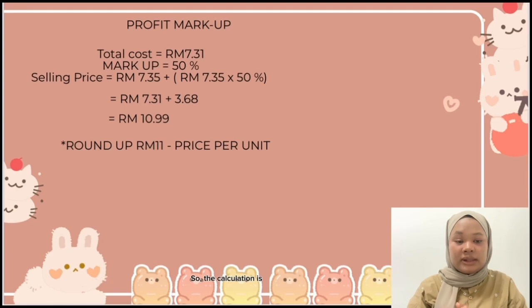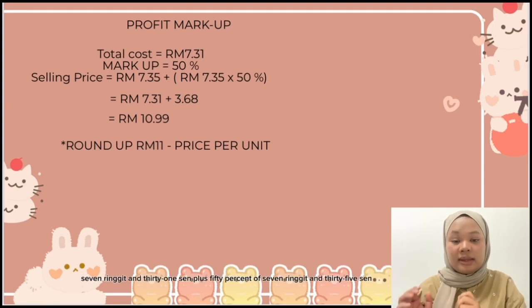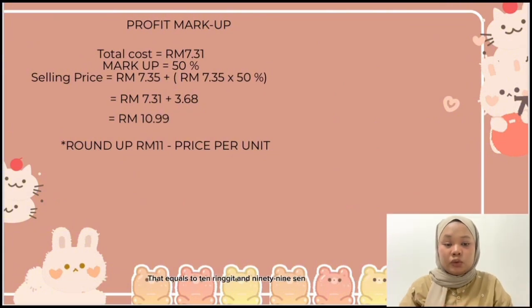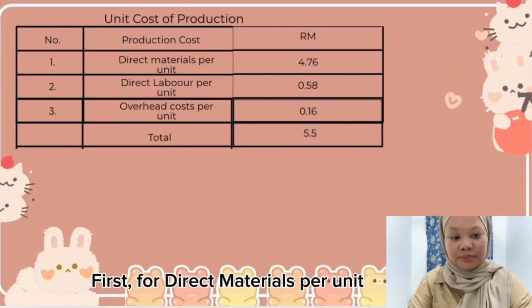So, the conclusion is 7 ringgit and 31 cents plus 50% of 7 ringgit and 35 cents. That equals 10 ringgit and 99 cents. After rounding up, our final selling price per unit is 11 ringgit.